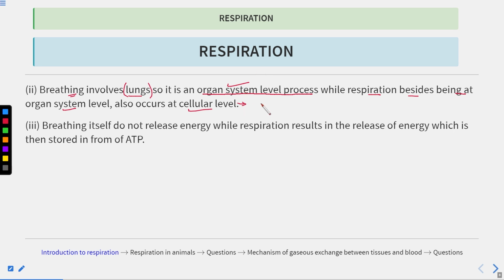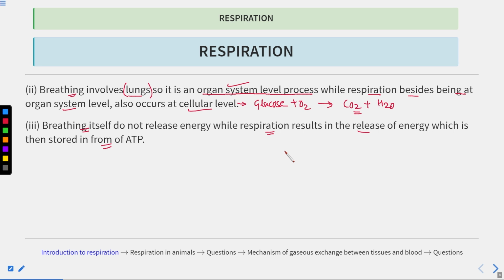At the cellular level means, within the cells, what is present? The glucose molecule is present, and that is oxidized to release what? Carbon dioxide and water, and that carbon dioxide is later eliminated from the body. Otherwise it will be toxic to the living organism. Another difference is that during breathing there is no release of energy, while during respiration there is release of energy, which is stored in the form of ATP. So these are the differences between breathing and respiration.